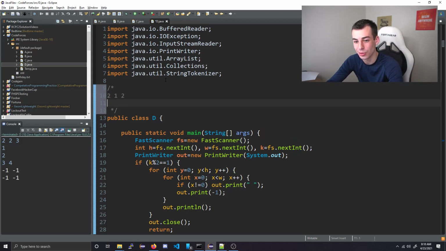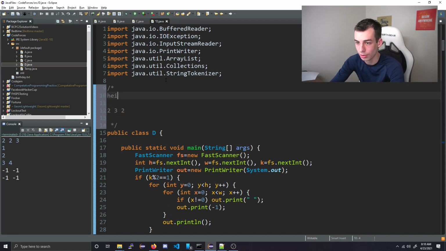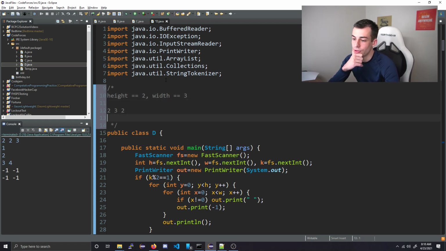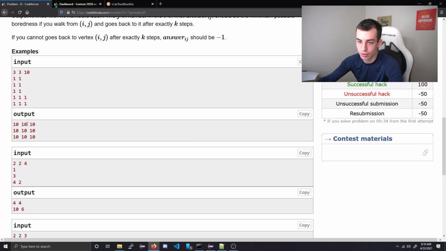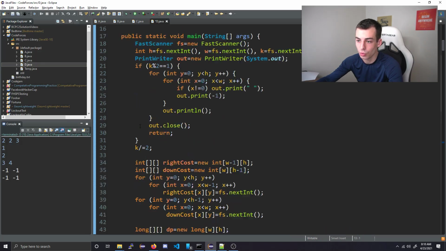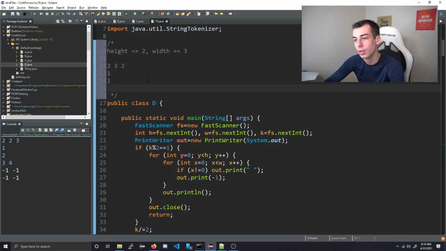2, 1. Let's take 2 steps. All right, let's say 2 by 3. Okay, so what does this mean? This means height is 2. Width equals 3. So if the first thing is go right? Is it the right cost? Yeah. Okay, so we do 1 row of that. So let's say it's 1, 1. And then this is the down cost, 1, 1, 1.